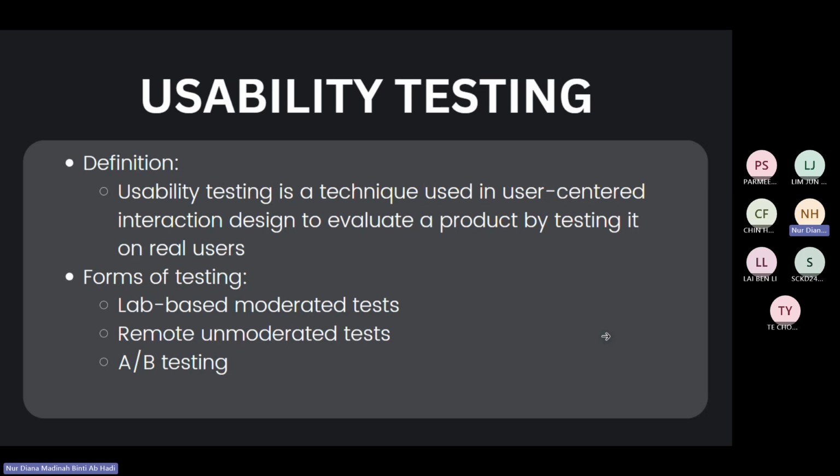So next we go for usability testing. Usability testing is actually a technique that is used in user-centered interaction design to evaluate a product by testing it on your real user. We have a few types of testing, the first one being lab-based moderated testing. We have remote unmoderated tests, and we have alpha beta testing. We have more testing, but here I only share 3. I want you to find out what are the examples and what would be the differences.